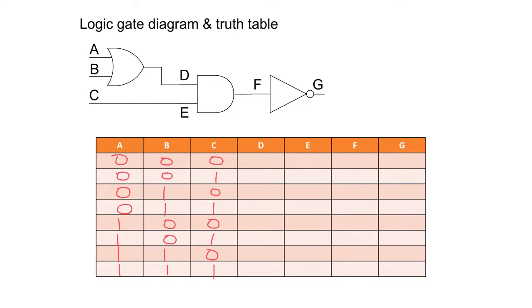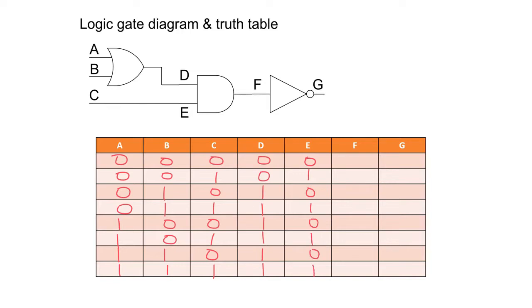So D is the OR of A and B. So let's go through there, looking at A and B. And if there's a 1 in either of them, then the output is going to be a 1. Now E is the same as C. We didn't really need to have this variable here at all, but we've just put it in there to show an illustration.